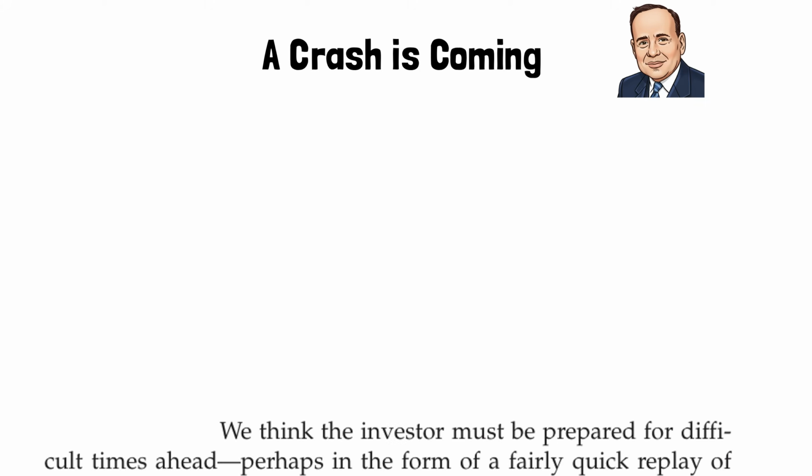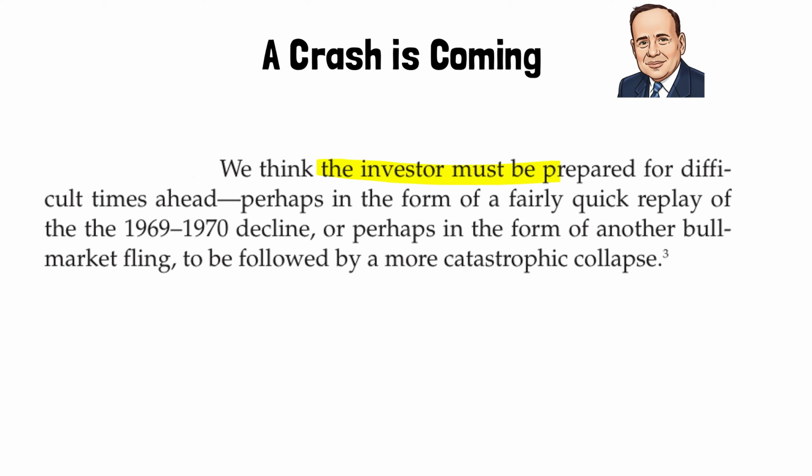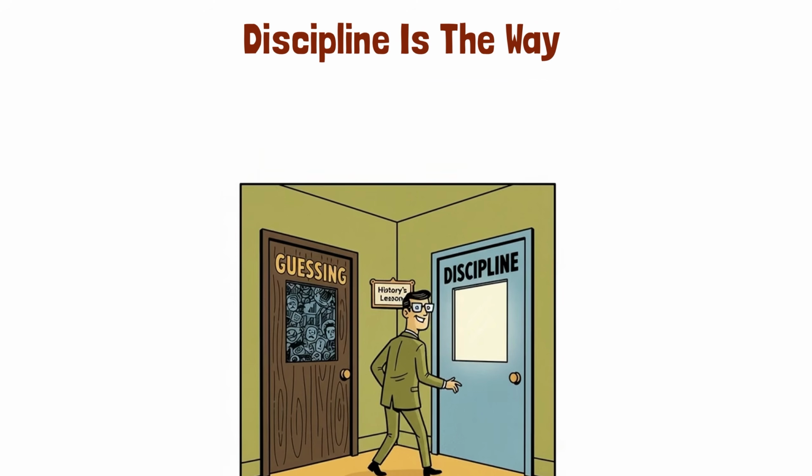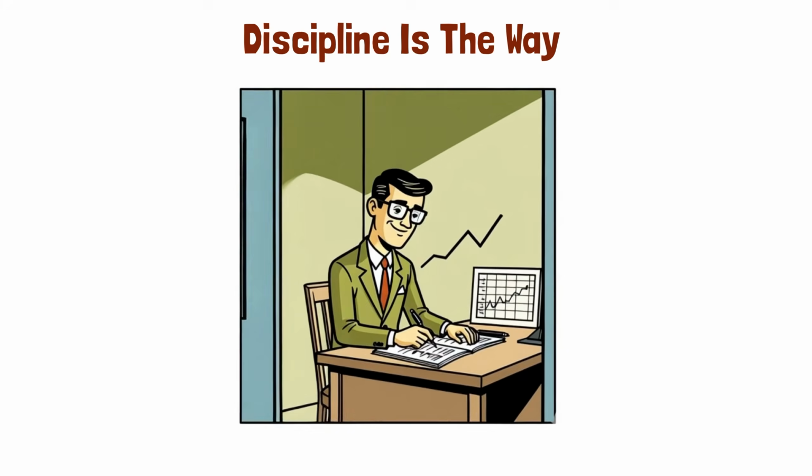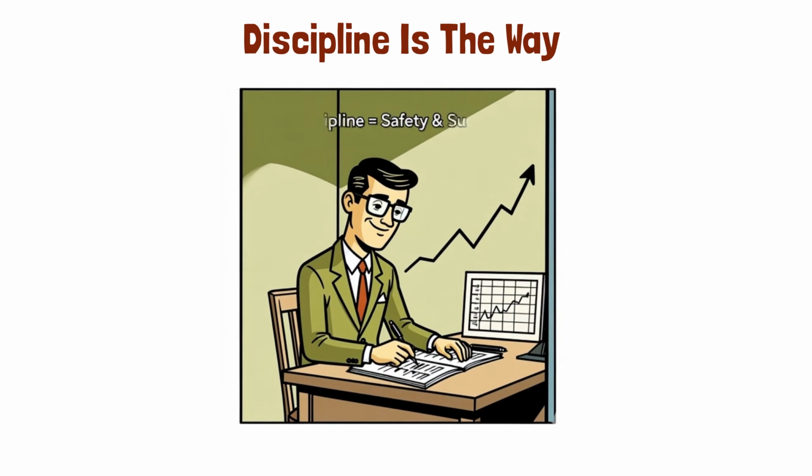He disregarded Wall Street's optimism and warned the investor to prepare for difficult times ahead, either a quick decline or a final speculative fling followed by a more catastrophic collapse. In the end, Graham tells you to stop guessing and turn back to your established, disciplined strategy. History proves that discipline is the only true source of safety and success in the stock market.